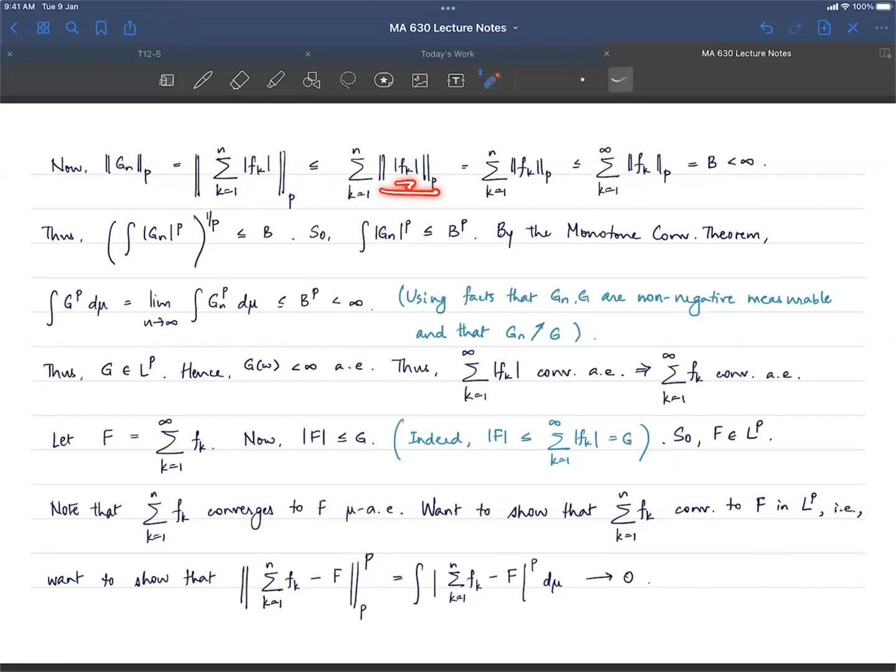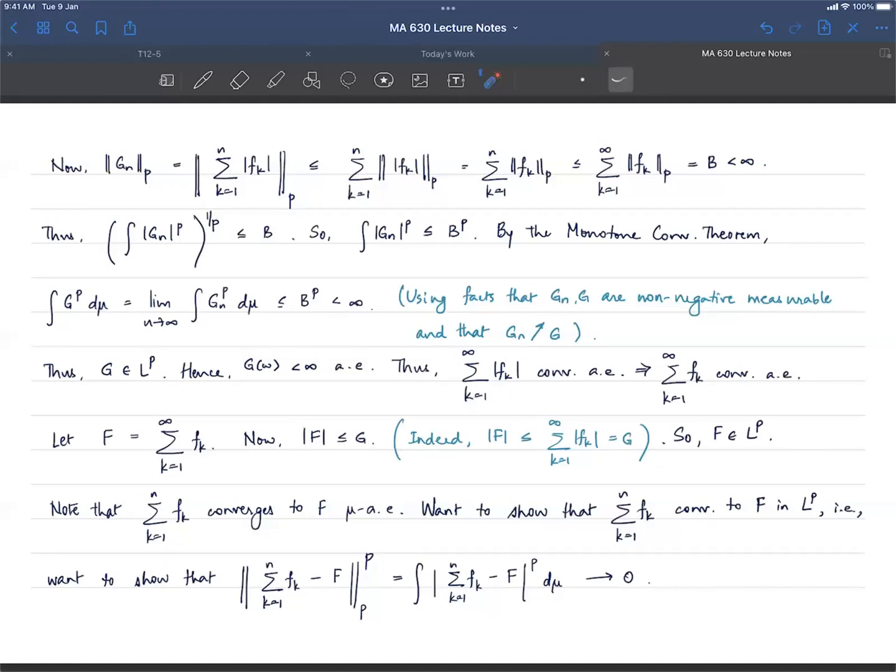By Minkowski's inequality that we proved earlier. Yes, in general, it's the triangle inequality that you're saying. Right, Minkowski's inequality, you can extend that to n functions.